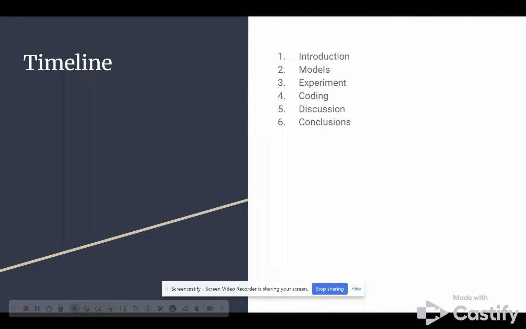First, I'm going to talk about the timeline. We're going to have an introduction, then I'm going to go over the models, the main experiment, the coding, the discussion of the results, and finally the conclusion.